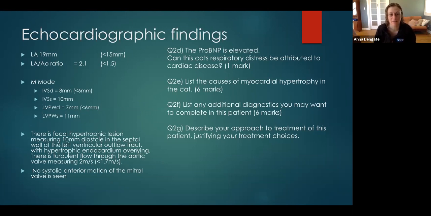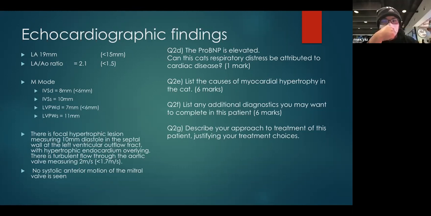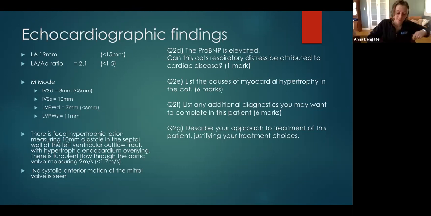So I'm just going to leave that information up there, and these next 4 questions relate back to that. So D, the pro-BNP is elevated. Can this cat's respiratory distress be attributed to cardiac disease on the basis of the information we have now? Yes. Yes, I agree. So this cat's congestive heart failure due to HCM would be my working diagnosis.